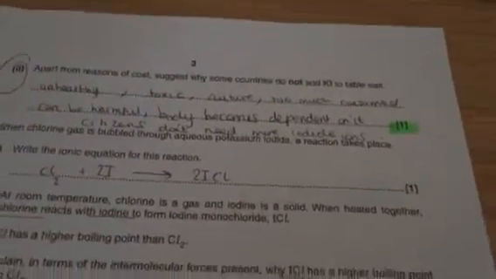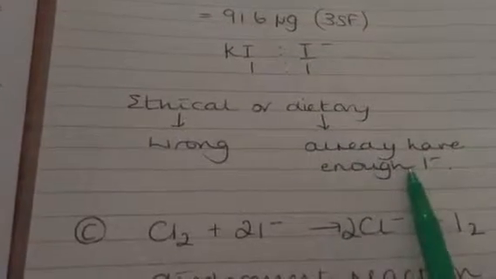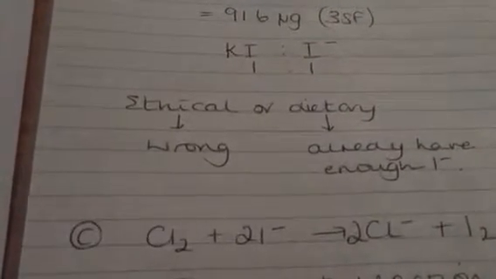The next question: apart from costs, why do some countries not add KI to the table salts? Now this comes into 2 different sections, either ethical or dietary. Ethical, it's just wrong to add something to someone's food, or dietary, we already have enough iodide ions in our diet and therefore we wouldn't want to add any additional ones.